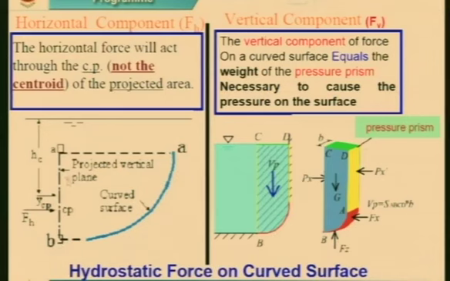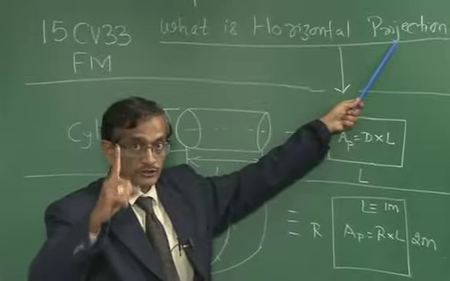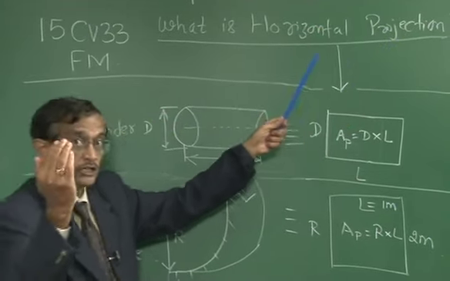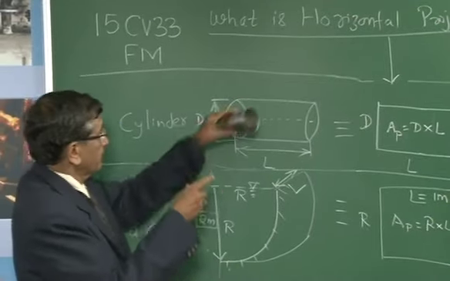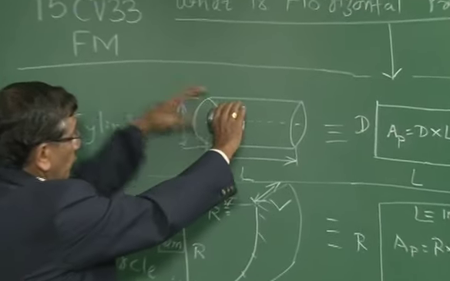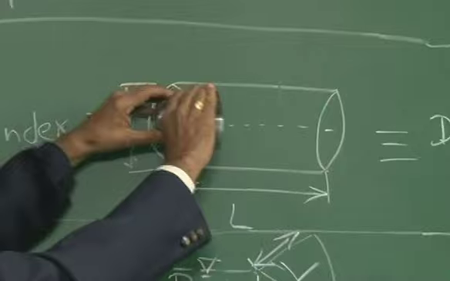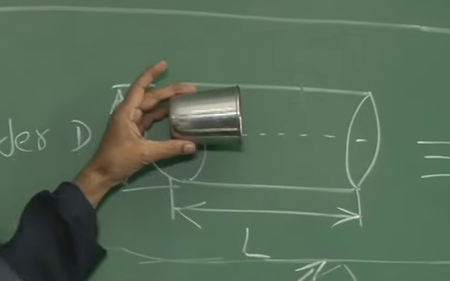Projected area, you can see it is projected on a vertical plane. Can you see here? This is your AB. I am projecting this A to A dash. Let us try to understand what is that. Let us see on the board what is horizontal projection. What is horizontal projection for a curved surface? Assuming that this is a cylinder in which water is available up to this point, I want to calculate the projected area.